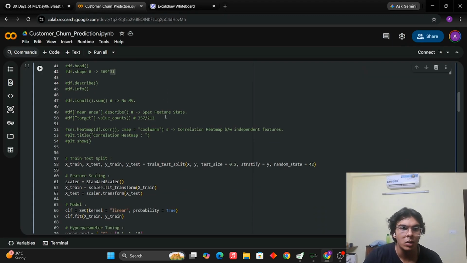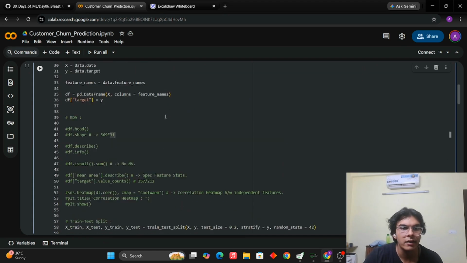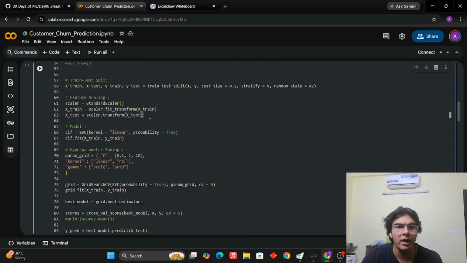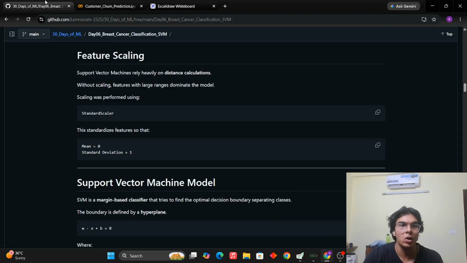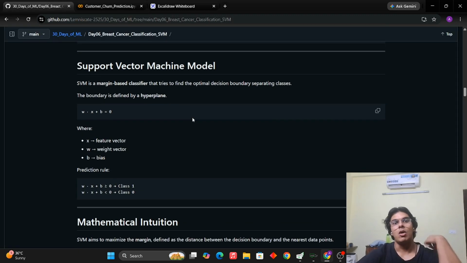I'll show it to you. Just a second. This is how we have done it in the code. We never fit on the test data because that leads to data leakage. That is again typical. Now we get on to the model.